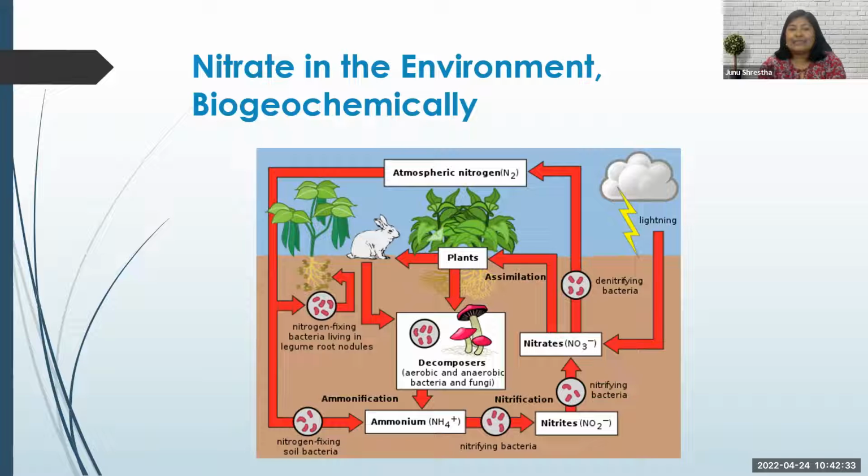When these plants and animals die, these nitrogenous compounds are converted into ammonium and then to nitrites, nitrates, and then again back to nitrogen gas by various bacteria and fungi. So these processes are called ammonification, nitrification, and denitrification. Among them, nitrate is a very useful form of nitrogen compound in the nitrogen cycle, and it is very essential for the plant's growth.